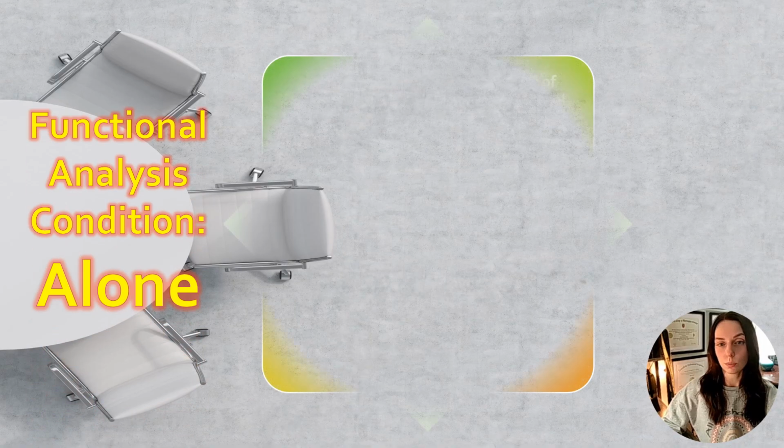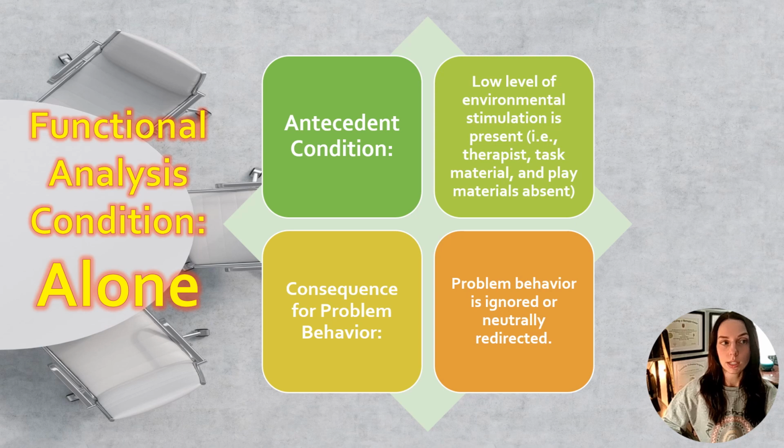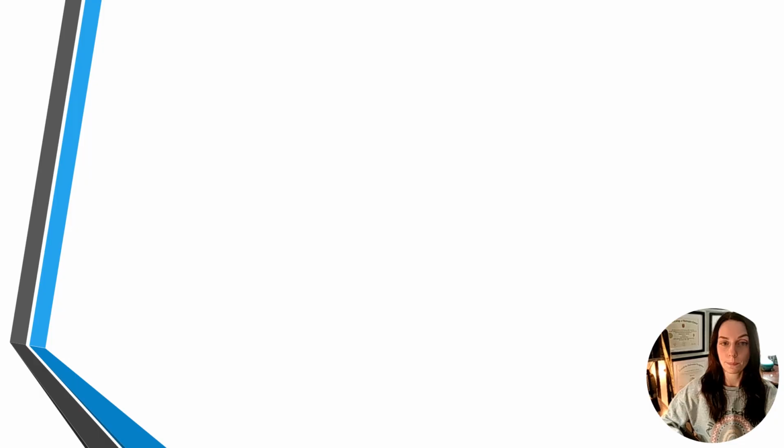Next condition is alone. In the alone condition, the antecedents include low levels of environmental stimulation. No one is near the client. All of those play materials that you had are going to be removed. There's going to be nothing in the area. Consequences for problem behavior are going to be the same as the play condition. They're going to be ignored or redirected. So if the client walks over to the RBT and hits them, the RBT is going to think neutral and not respond. Behaviors under this condition are assumed to be maintained by automatic reinforcement.